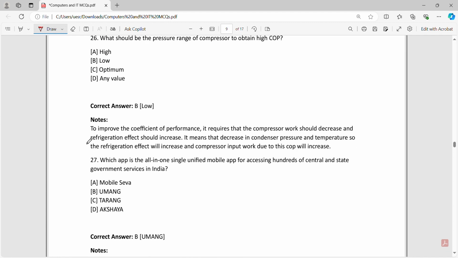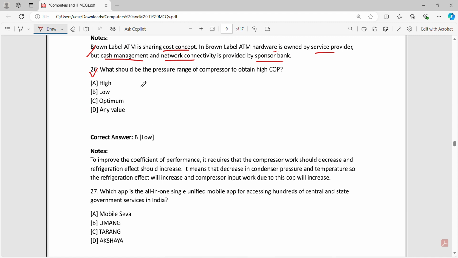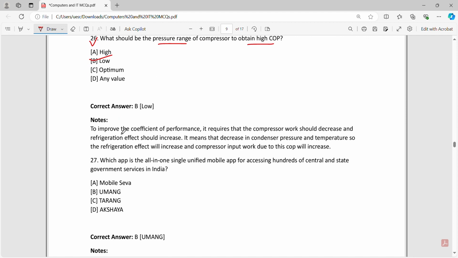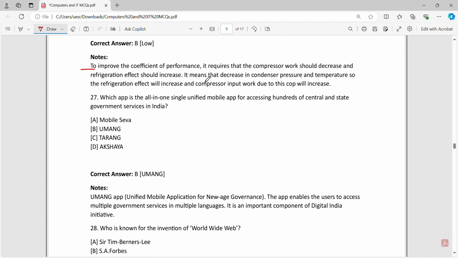26th question. What should be the pressure range of compressor to obtain high COP? So answer is B, low. To improve the coefficient of performance, it requires that compressor work should decrease and refrigeration effect should increase. It means decreases in condenser pressure and temperature, so that refrigeration effect will increase and compressor input work decreases, due to this COP will increase.